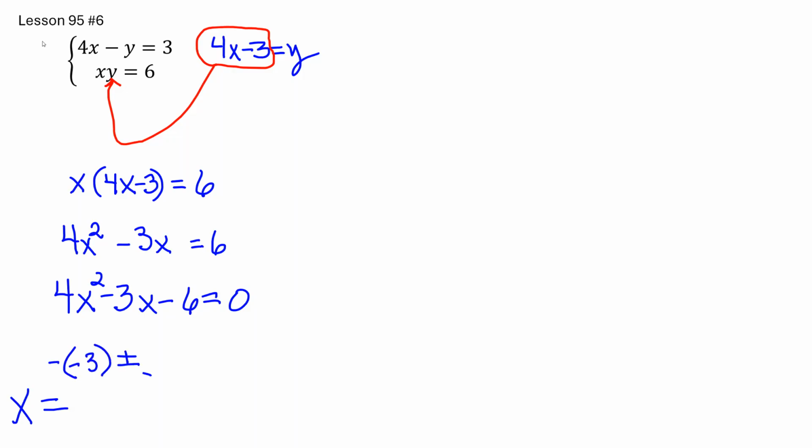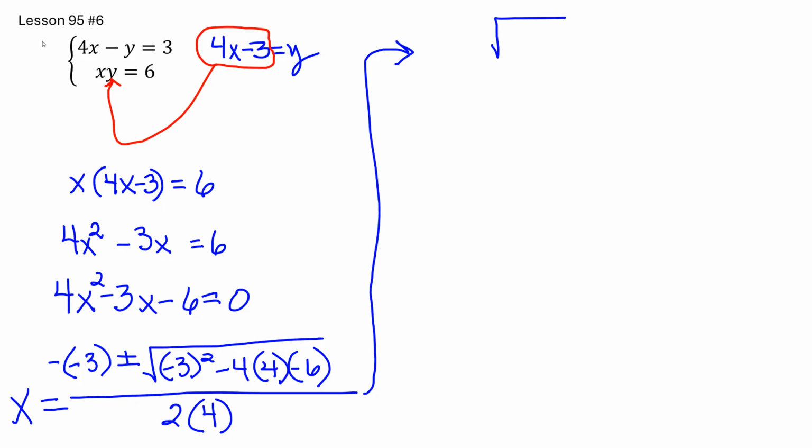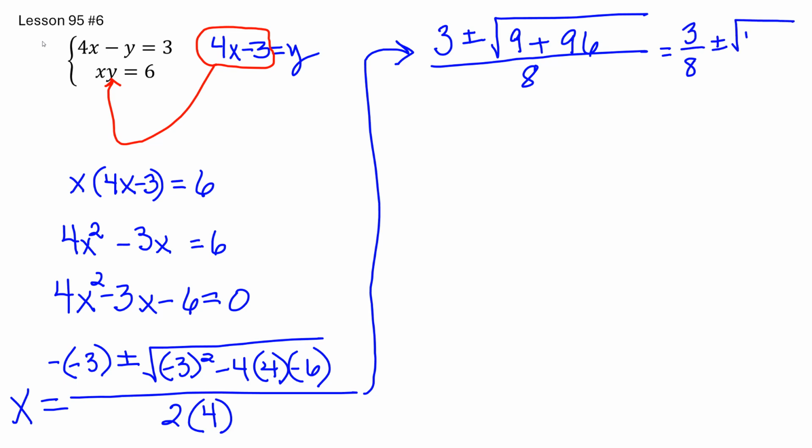So we're going to have negative b plus or minus the square root of b squared minus 4ac all over 2a. And so if we go ahead and simplify that, we're going to have 3 plus or minus the square root of 9 plus 96 over 8, which is going to be 3/8 plus or minus the square root of 105 over 8. So that represents two values that are going to be in our solution.